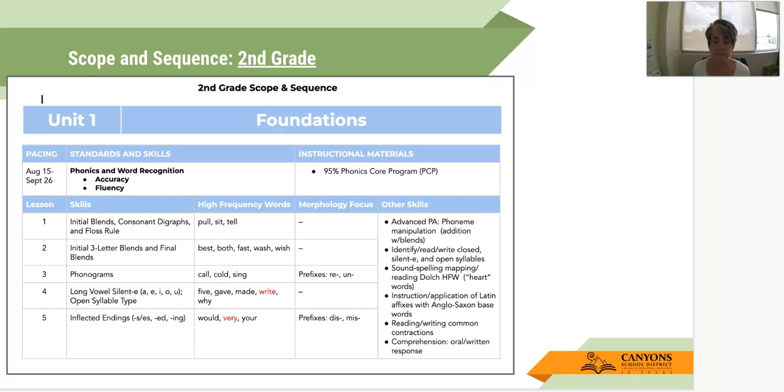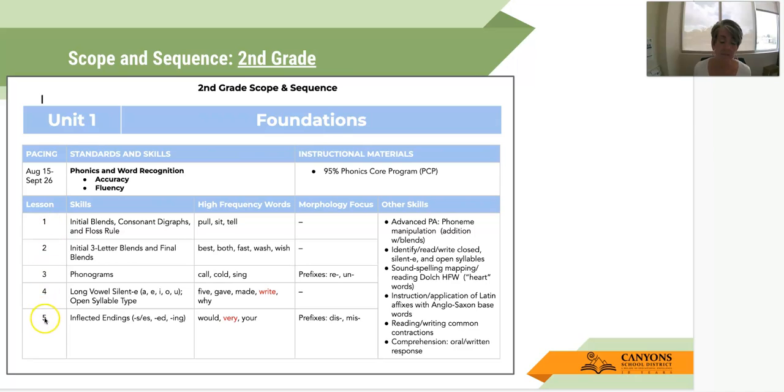Let's look at the scope and sequence for second grade. Here you have that link to the second grade full scope and sequence. I'm mainly going to be talking about Unit 1. So if we look at Unit 1, we have foundations listed first. We have the pacing guide that matches what you saw in your year at a glance, and your skills and standards for your foundation block, and the instructional materials.